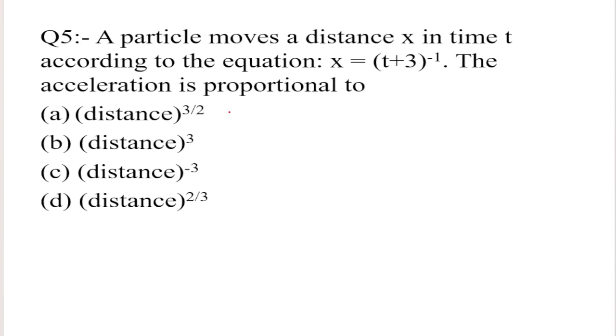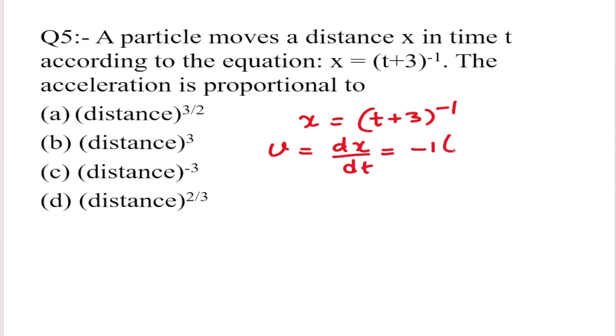Now question number 5. A particle move a distance x according to x equal to (t plus 3) power minus 1. The acceleration is proportional to. Now the velocity v equal to dx upon dt. अब इसको डिफरेंशिएट करना है. पावर हमने लिखी बाहर और (t plus 3) power minus 2.